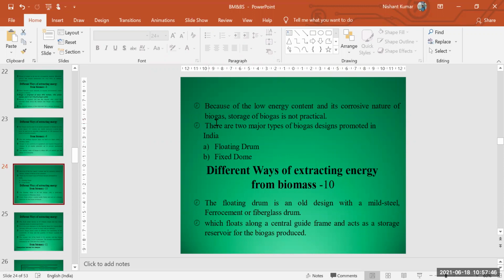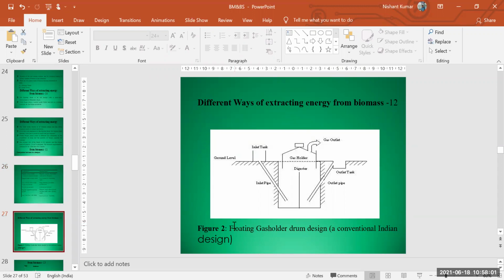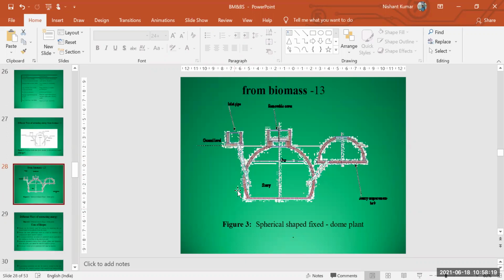Now there are two major types of biogas design promoted in India, that is the floating drum and the fixed dome. So we could see this figure. This is a floating gas holder drum design, a conventional Indian design, and this one is your floating gas holder drum. This particular one is floating, not fixed as such. And another is your fixed dome. You could see a fixed dome kind of structure there, so we call it a fixed dome type.